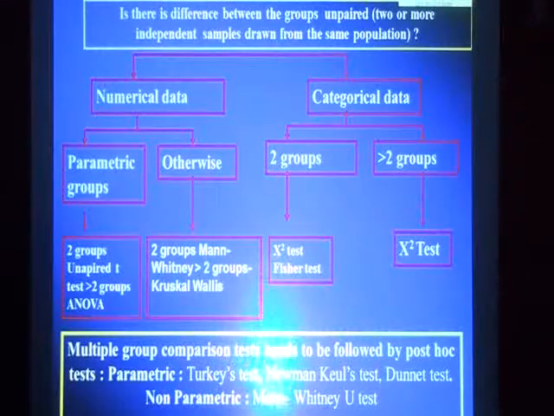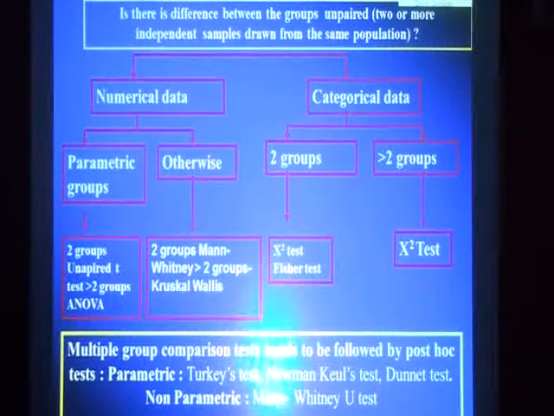ANOVA. Don't try to remember this. Just try to understand the basic principle. I'll give you at the end one reference where you will find all 5 tables, and it's just a 2-page article, nothing more than that. So if it is 2 groups, unpaired t-test, more than 2, ANOVA.